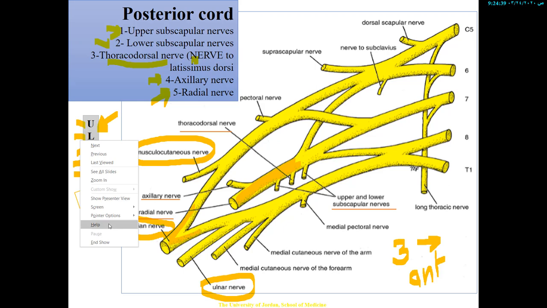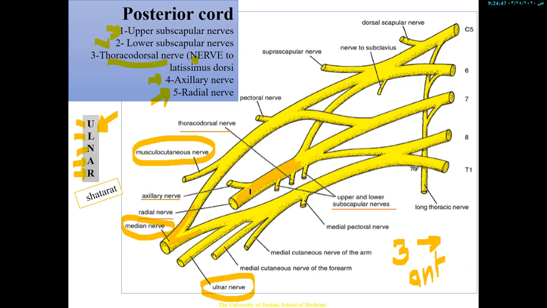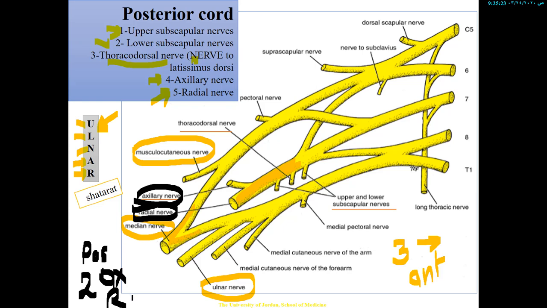However, posterior divisions, they give us the posterior cord. Now, the terminal branches of the posterior cord are the axillary and the radial nerves. So these are the most important nerves out of the posterior division. So the posterior division gives us two terminal nerves, axillary nerve and radial. Now the axillary would supply the deltoid muscle and that's it. However, the radial nerve is the biggest representative of the posterior cord and it supplies the muscles of the posterior compartment of the arm, forearm, and it reaches the hand.